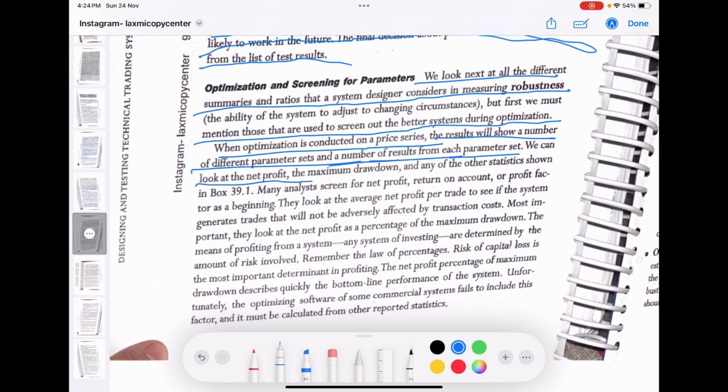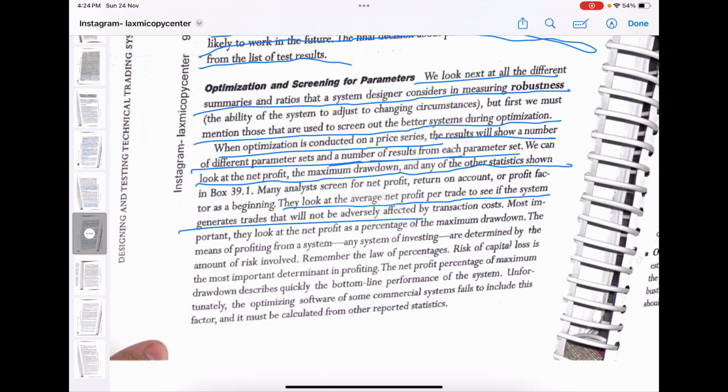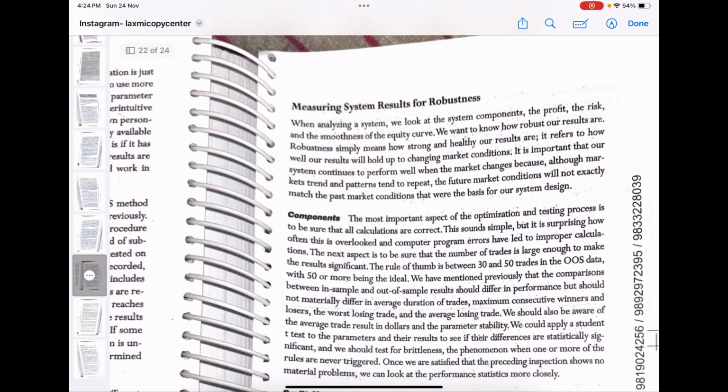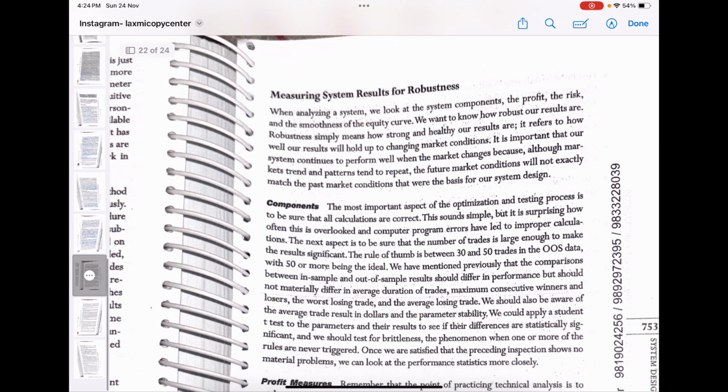We can look at the net profit, the maximum drawdown, and any other statistics which are shown. They look at average net profit per trade to see if it generates trade, and we are also going to see what the maximum drawdown is, what the capital loss is, and what kind of stop losses are happening in the trade, and all of that has to be measured.